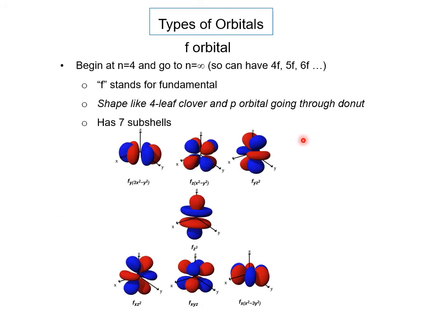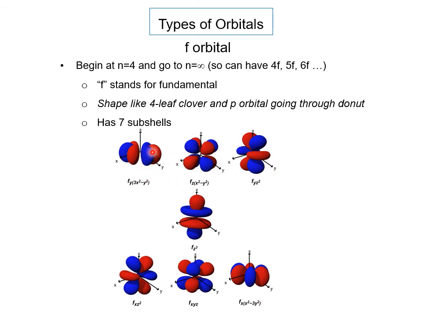And then we have the f's. The shape of the f's are a lot more complicated. The f's begin at n equals 4. So there is no 1f, 2f, or 3f. And they go all the way up to infinity. F stands for fundamental. And I told you guys about the shape of them. And notice that there are 7 of them.